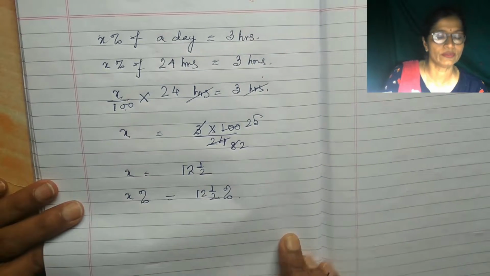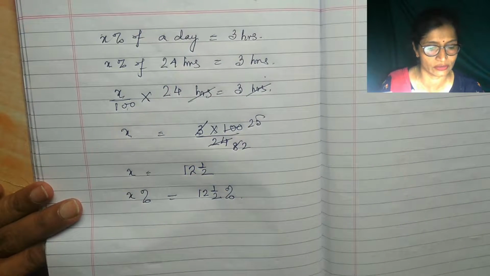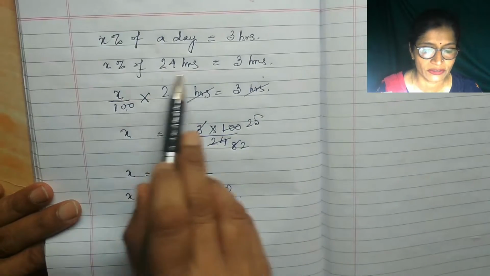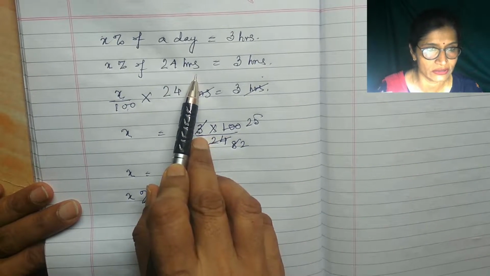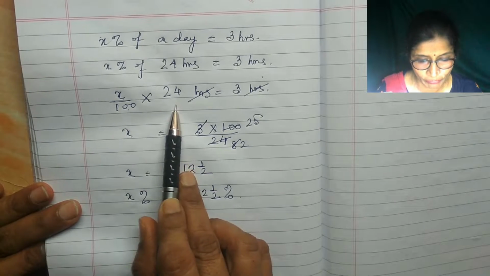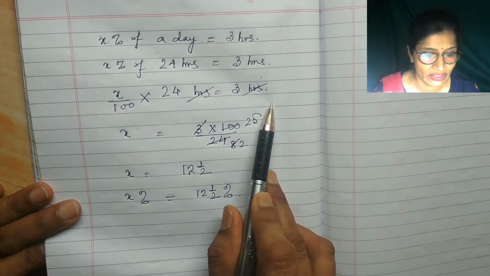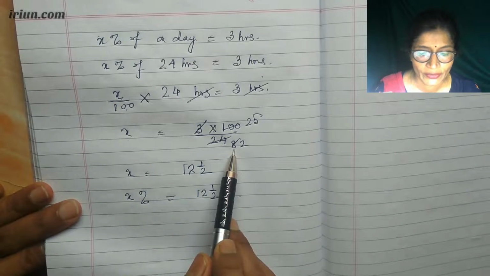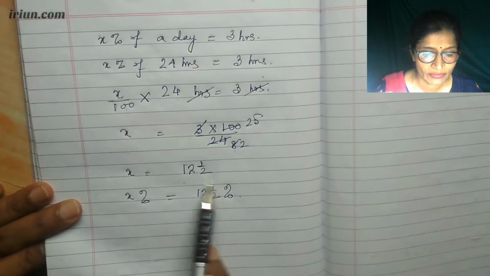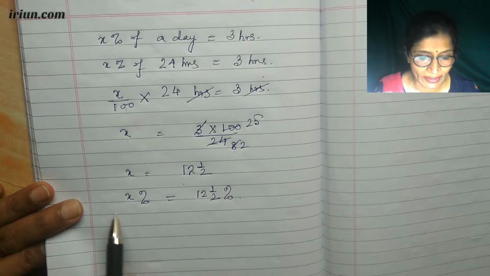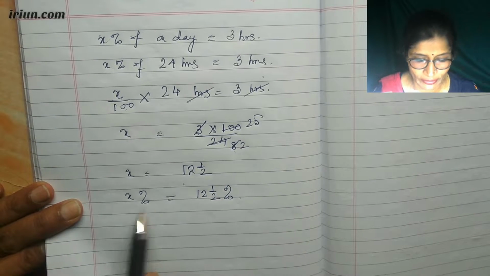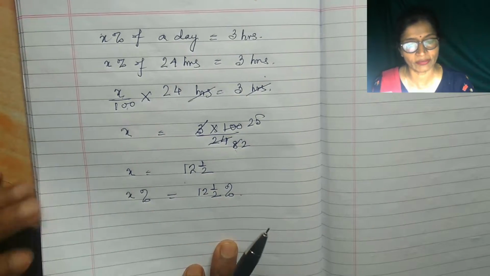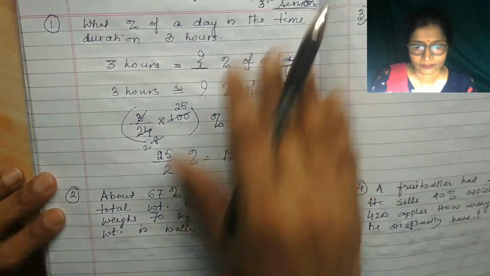So even you can do the same sum considering x also, that x percent of a day is equal to 3 hours. So x percent of a day means 24 hours. So x by 100 into 24 hours is equal to 3 hours. Hours cancel. So x will be equal to, cross multiply it, you will get 12.5. So x is 12.5, but my answer is x percent of day. So x percent will be 12.5%. So whichever you feel comfortable, you can do by that method.